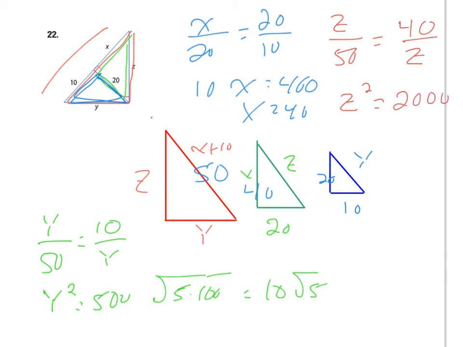Okay, so z is equal to, I can pull out a 100, and I'm going to get 100 times 20, which of course is 100 times 4 times 5. So it looks like I can pull out a 10 and I can pull out a 2. So z is equal to 20 root 5. Okay?